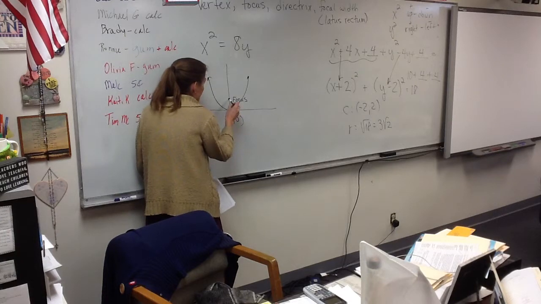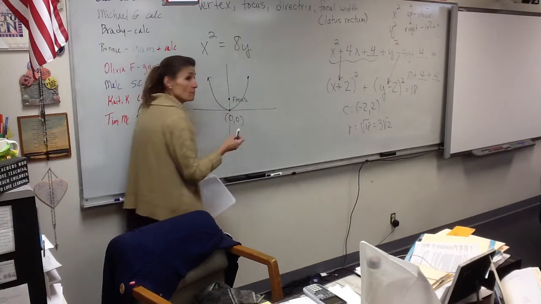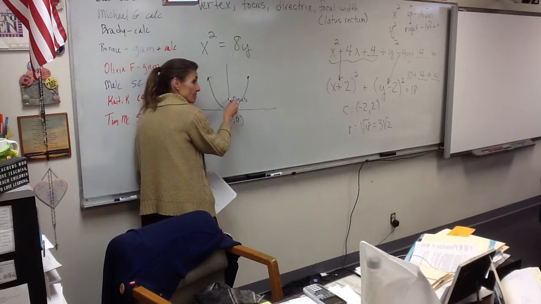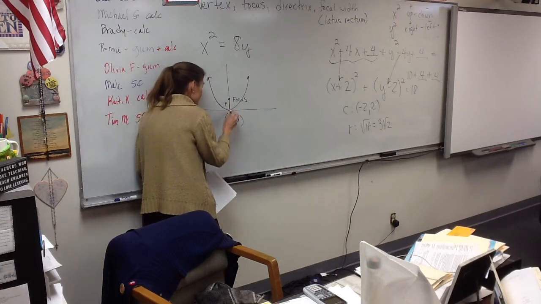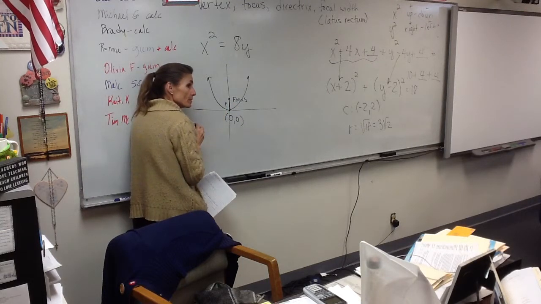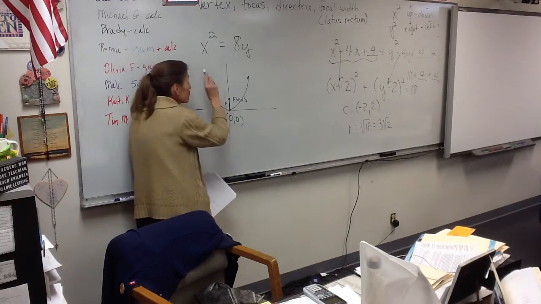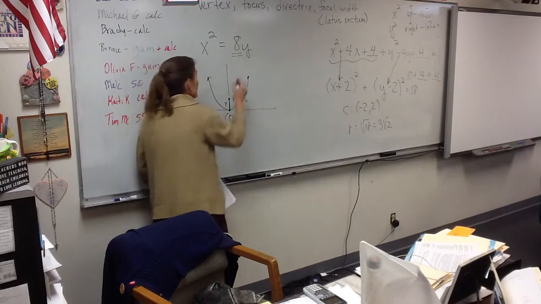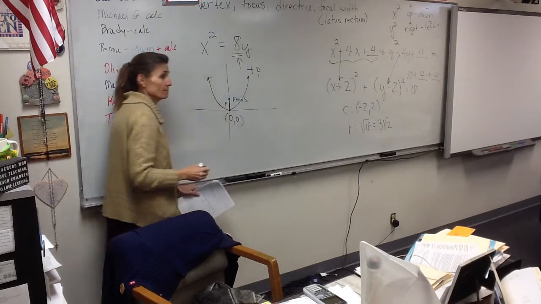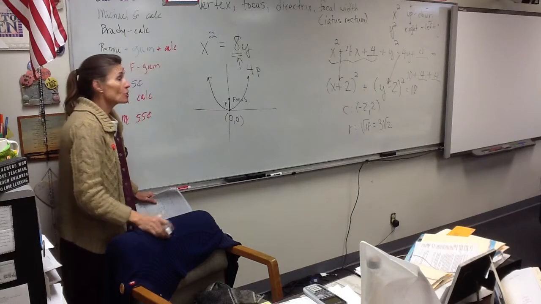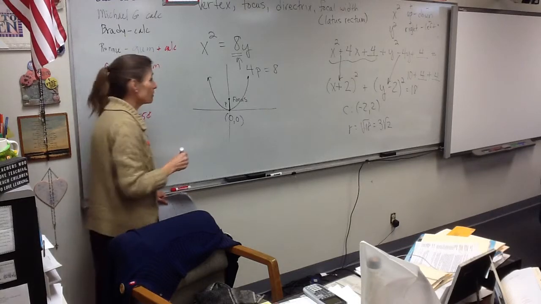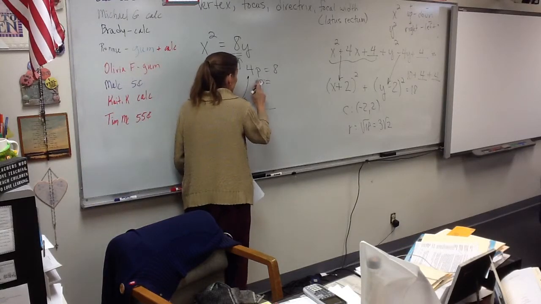In order to find that point, it would be easy if I knew how far up to go, right? That distance we call P. This distance right here we call P. And in every parabola equation you have, this number will always be 4P. So if we know that 4P is 8, then we can figure out P must be 2.